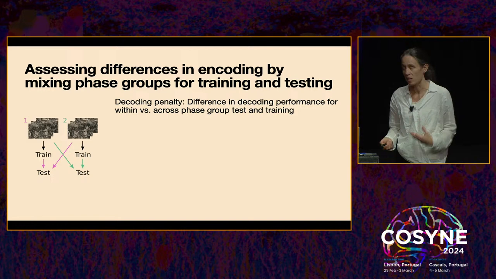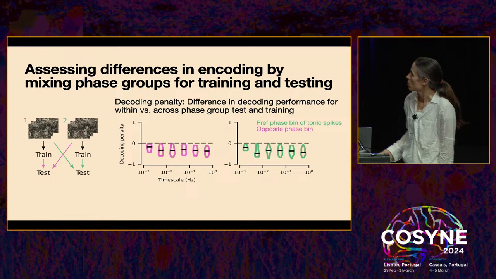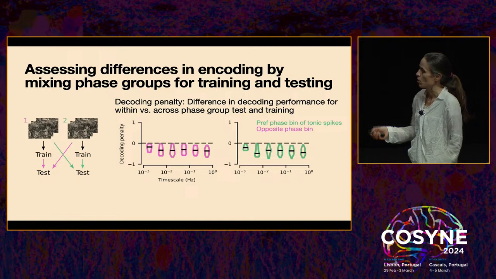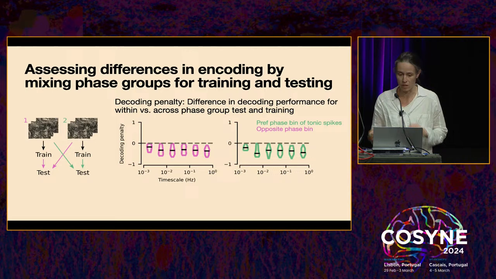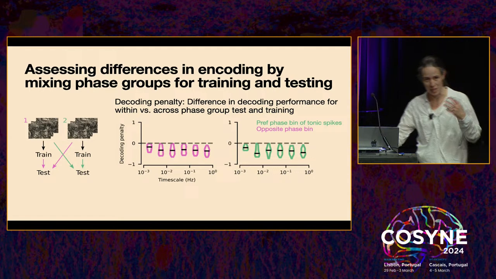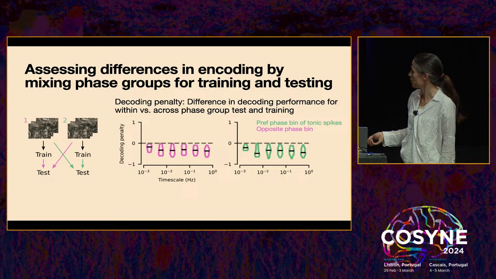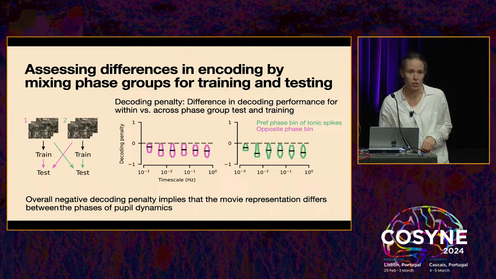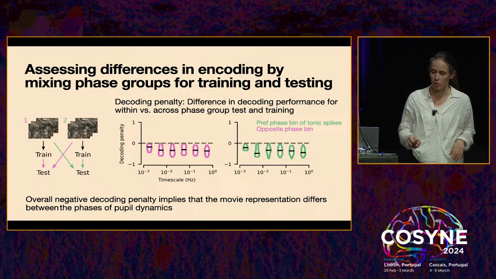these phase groups. What we saw is that we find an overall negative decoding penalty, which means that it hurts the decoder if we switch between training and testing in these different phase groups. And importantly, this goes beyond basically just splitting the data and randomly assigning them to two different groups. All right, so this overall negative decoding penalty means to us that the movie representation really differs between the phases of pupil dynamics.